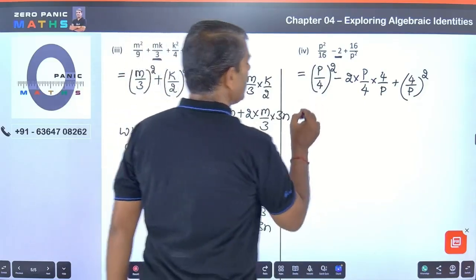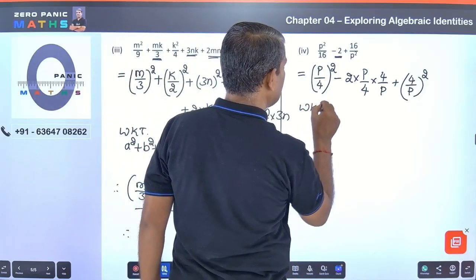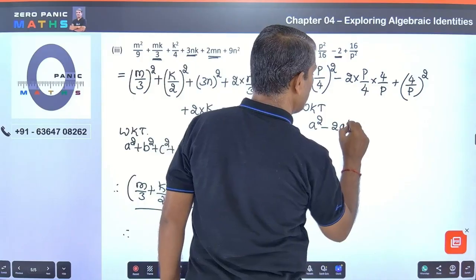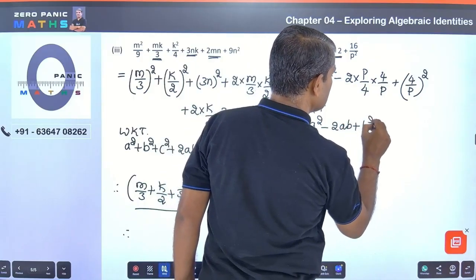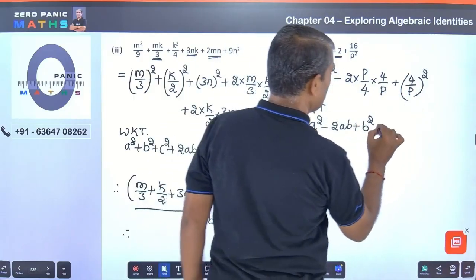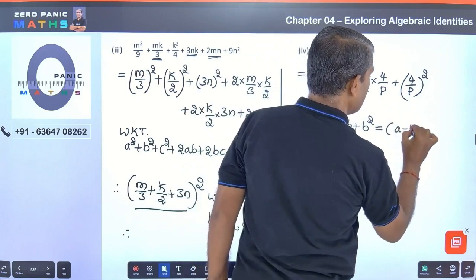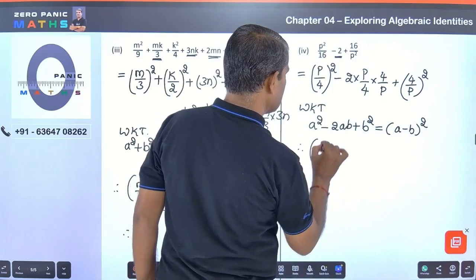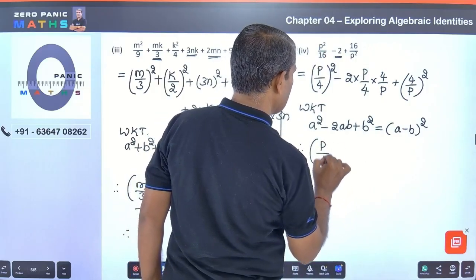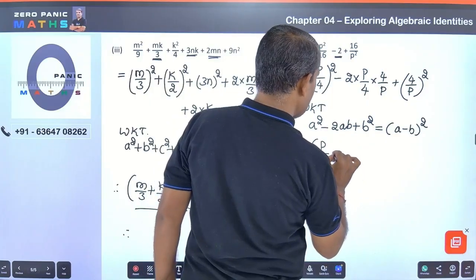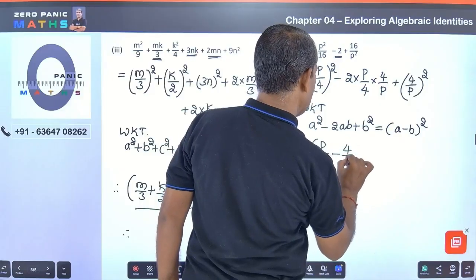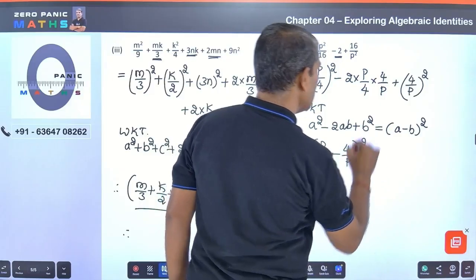So we know that a square minus 2ab plus b square, this is the format we have already written. This is the expanded version here. And that is equal to a minus b whole square. So therefore it is p by 4, p by 4 is a, and minus 4 by p, the reverse of that. 4 by p is our value of b.